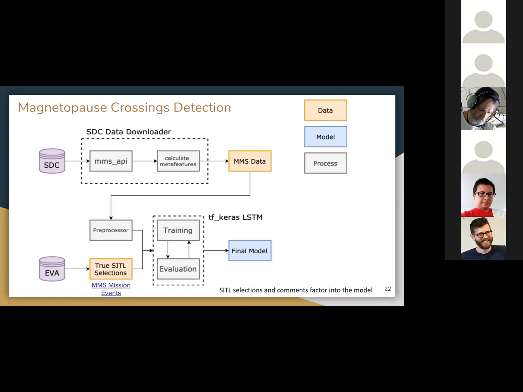So we can filter those text strings and pick out all of the burst segments that are identified as magnetopause crossings by the SITL, and use those as our positive cases for training. And all of the other selections serve as our negative cases. So we can take the manually classified data provided by the SITL, use it for training, and create our final model.